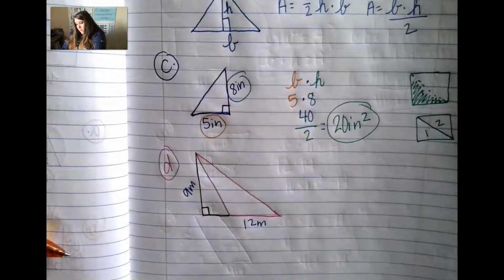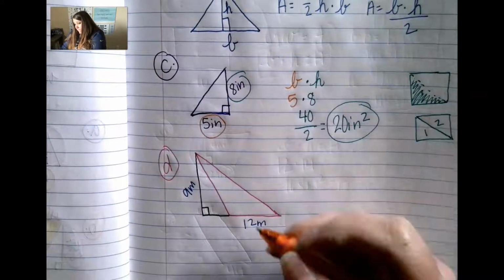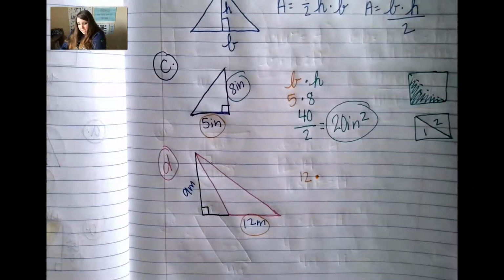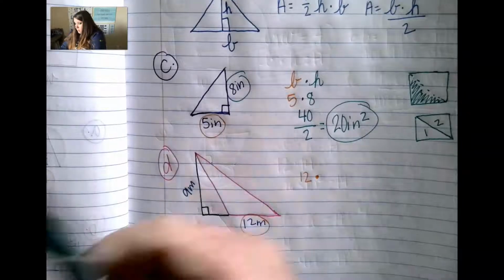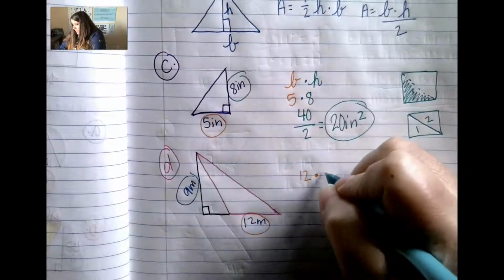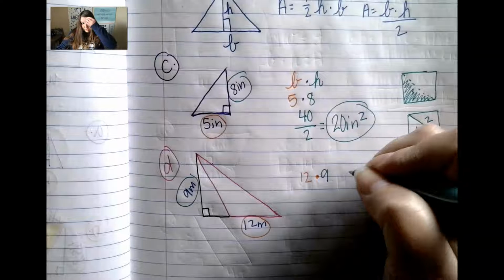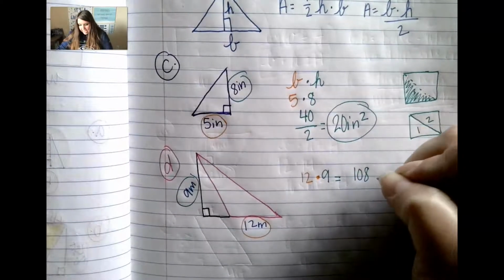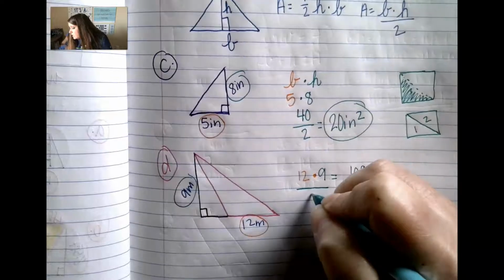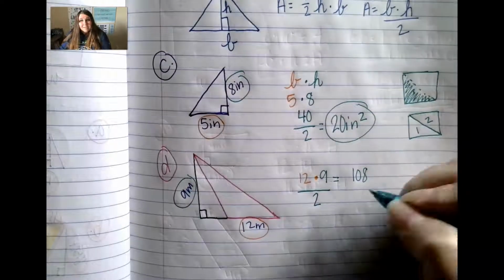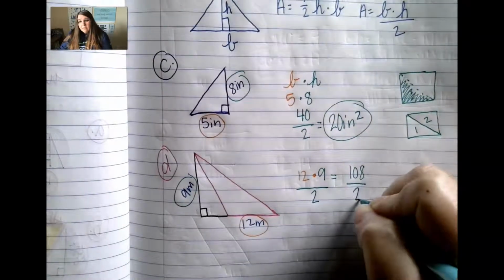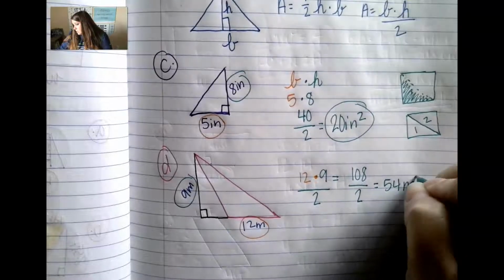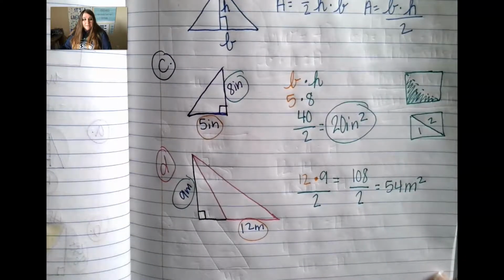All right, so now what we're going to do, again, we're going to look at the base, which is 12, and we're going to multiply that by our height, which is 9. And 12 times 9 is going to give me 108. But I also need to divide that by 2 because it is a triangle. So as I divide that by 2, I'm going to get 54 meters squared because it's half.